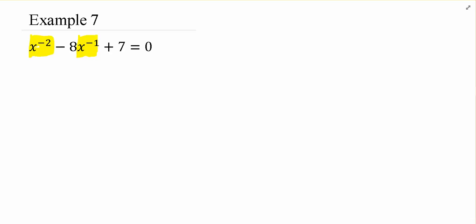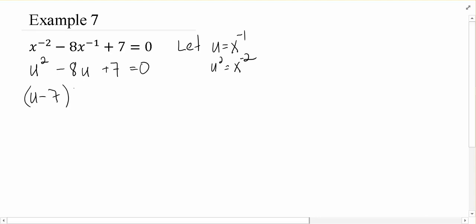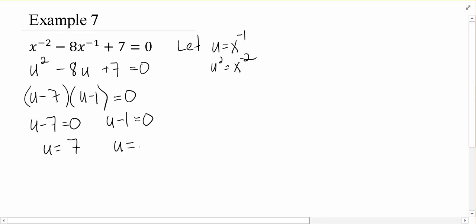variable squared. And again, that's our clue that U substitution is a possibility. So if I let U be x to the negative first power, then U squared would be x to the negative second power, meaning I could rewrite this problem as U squared minus 8U plus 7 is 0, allowing me to factor this as U minus 7, U minus 1, meaning U minus 7 could be 0 or U minus 1 could be 0. Therefore, U is 7 or U is 1.